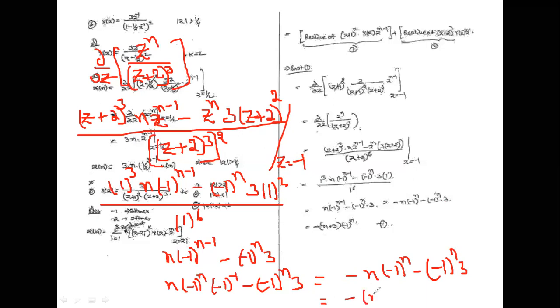Minus n plus 3 minus 1 whole power n. Okay, that will give us x1 of n, because it is the first part. Part 1, we did when zi is equal to minus 1 and k is 2 times. So x1 of n is equal to minus of n plus 3 minus 1 whole power n. Let it be equation 1.